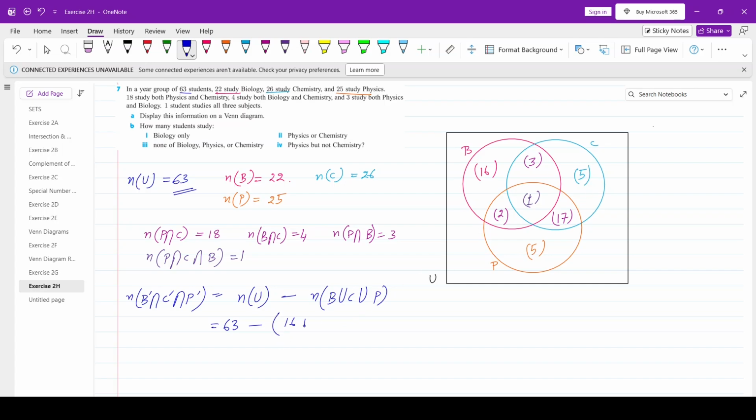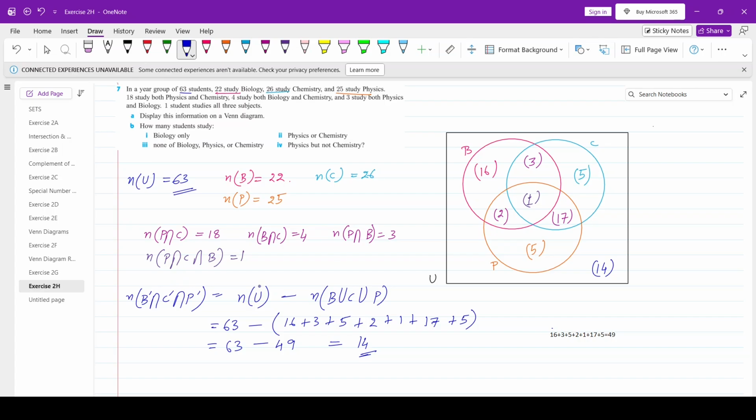That is going to be 16 plus 3 plus 5 plus 2 plus 1 plus 17 plus 5, which is, let's calculate it over here, 16 plus 3 plus 5 plus 2 plus 1 plus 17 plus 5 is equal to 49. So this number is going to be 49, and hence this whole calculation will become 14. So 14 will come over here.